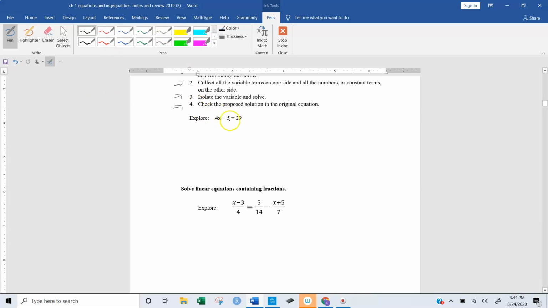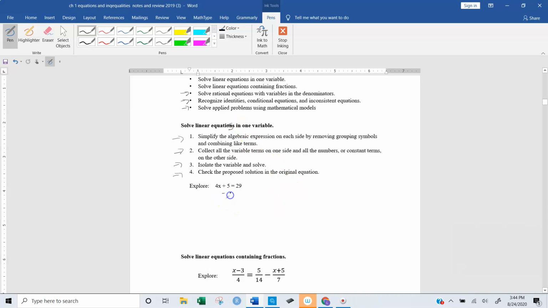Pause and try it. Okay, your first step, you should have subtracted 5. So then you have 4x is equal to 24. You should have divided by 4, so x is equal to 6.